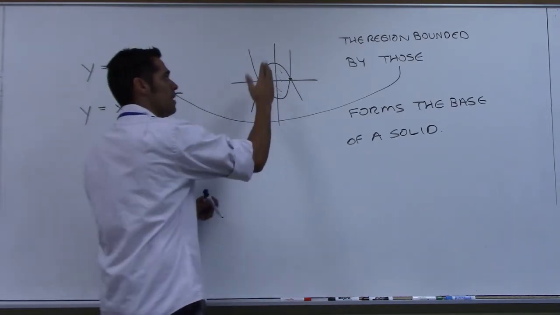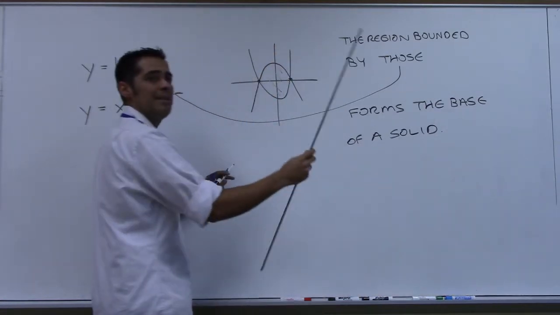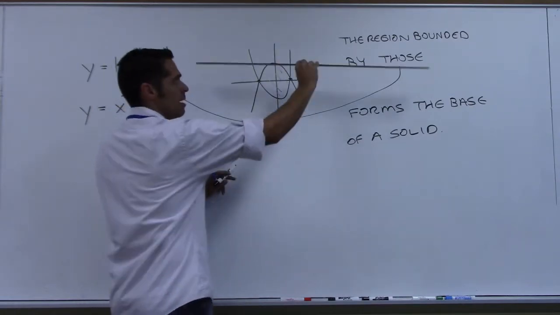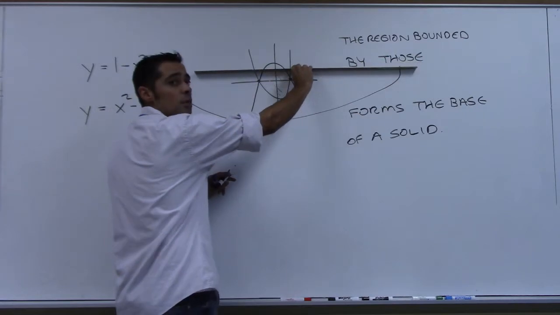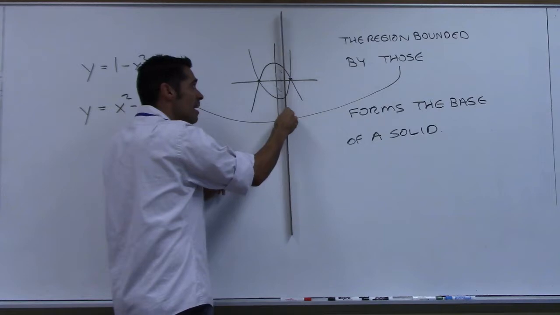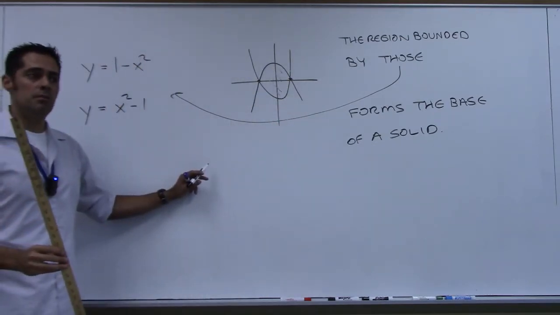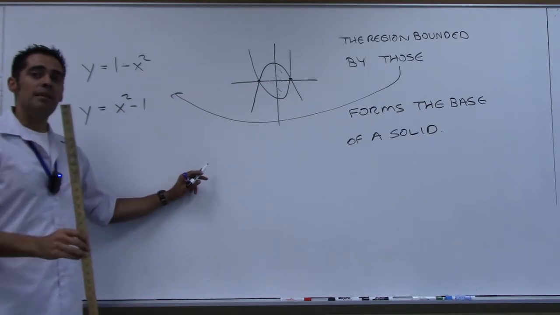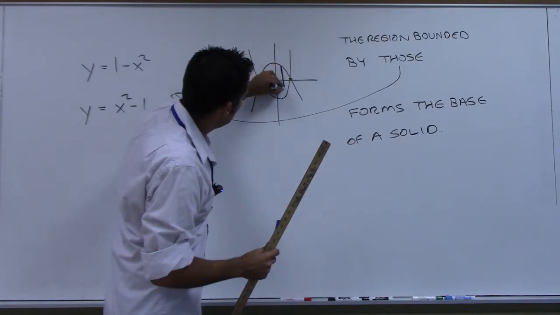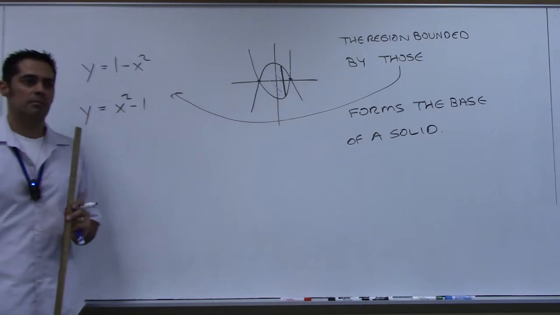This particular one, if you take a cross-section that runs perpendicular to the x-axis, so I'm going to come in here and slice it like this, okay? Not like this. That would be perpendicular to the y-axis, wouldn't it? A cross-section that is perpendicular to the x-axis forms a rectangle where the base is the distance between these functions and the height of the rectangle is 1.